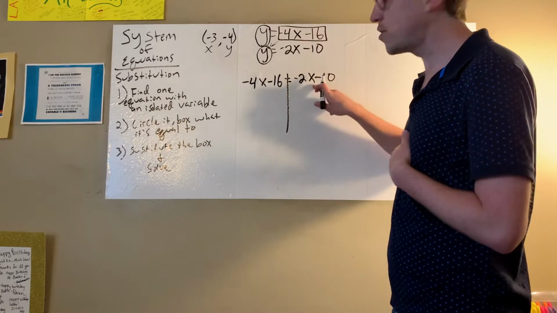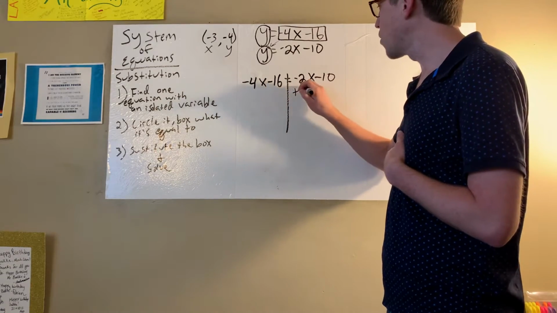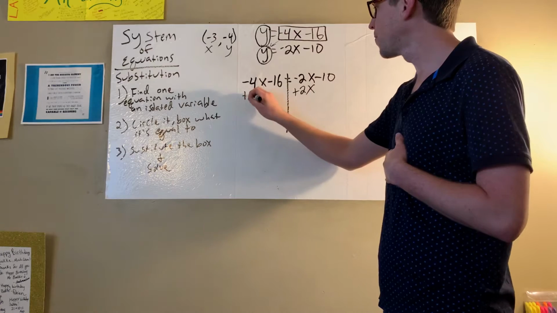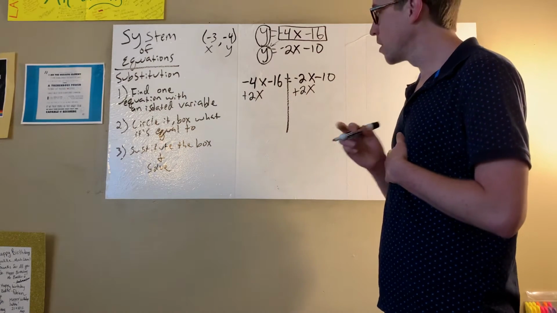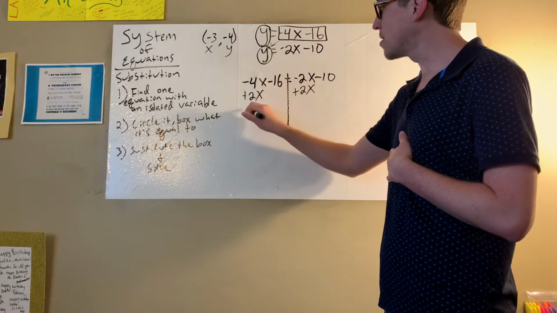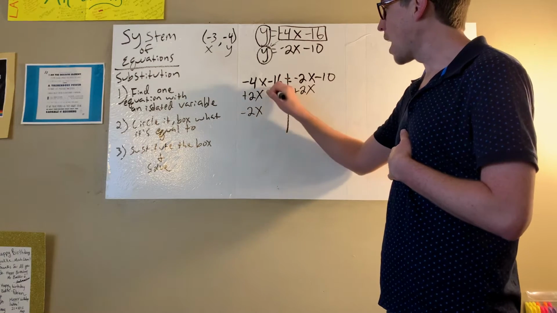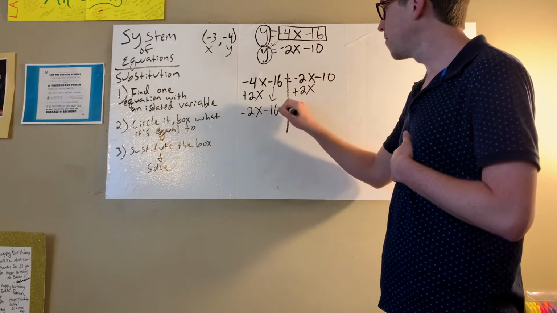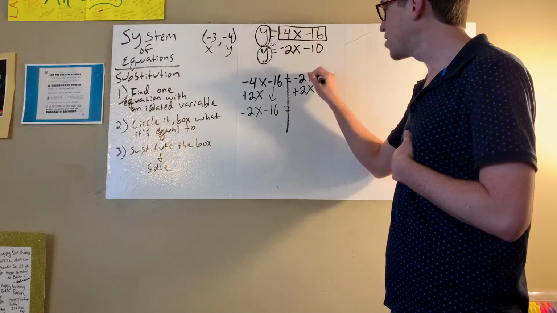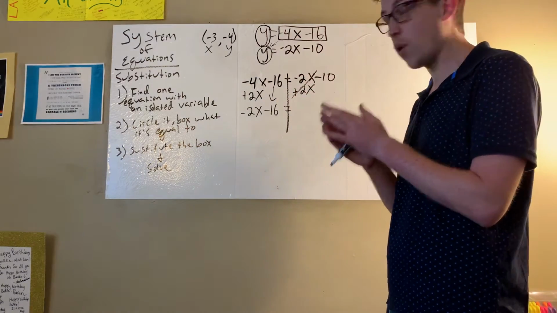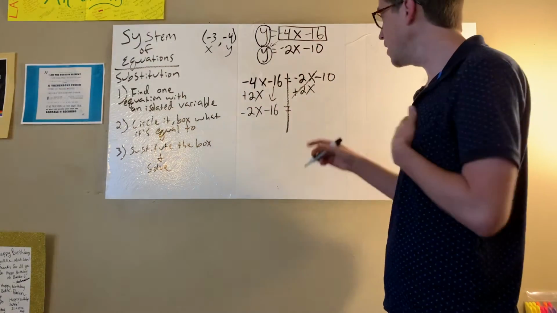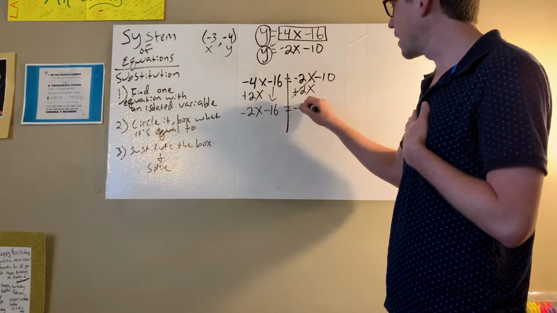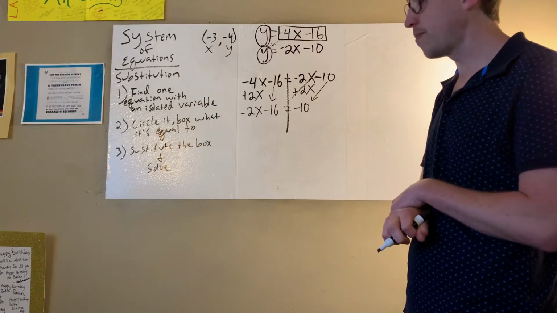So I see -2x here. The opposite there will be adding 2x. -4x plus 2x is -2x. We haven't touched that -16. -2x plus 2x is 0, which is the whole point. We wanted to move it over to the other side. And then we'll bring down that -10. We haven't touched that either.